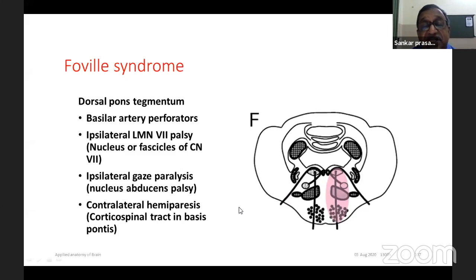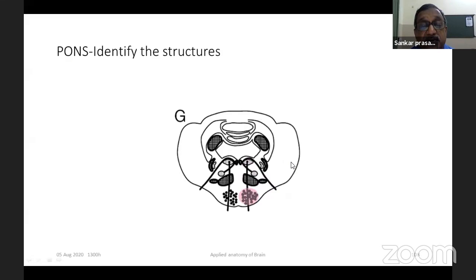Right. Ipsilateral seventh, there is no doubt, and the nucleus or fascicles are involved. Abducens palsy, contralateral hemiparesis. So what you said is correct. There may be a unilateral lesion, so no loss of consciousness. If a large area is involved, then you can have reticular activating system problems.